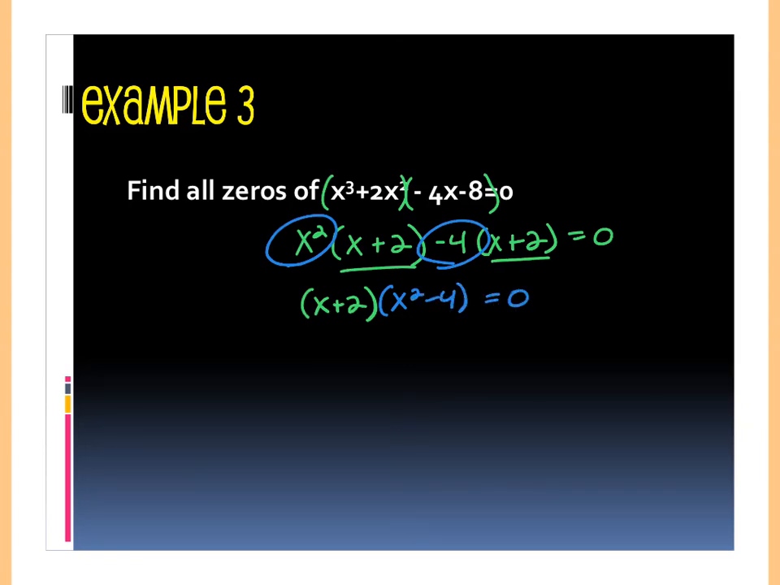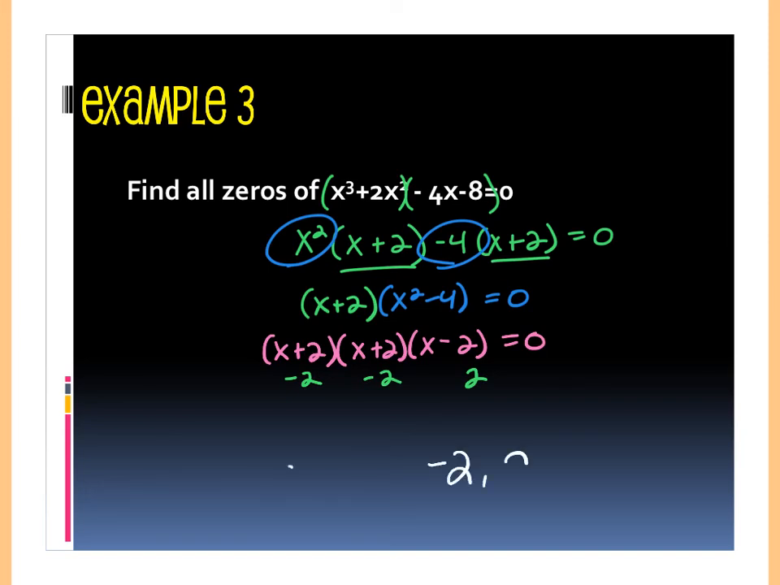Is that as factored as it gets? Nope, I've got the difference of 2 squares. X plus 2, x plus 2, and x minus 2. So solve it, I get negative 2 again, and positive 2. When I list my zeros, I only need that negative 2 once. But it is important, and you'll see in a second why, to identify that it happens twice. So we only need to list it once, but that's called multiplicity, and it's going to affect my graph.